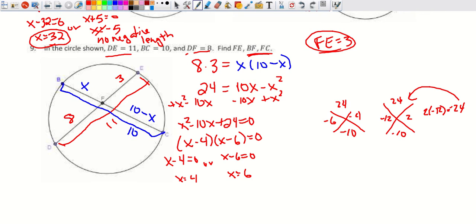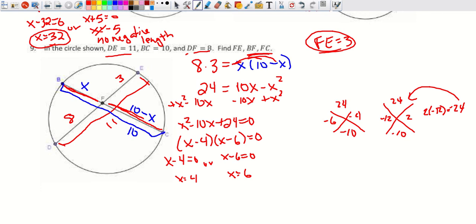The second one, the whole thing is 10, and this piece here, we don't know what it is, but we're going to call this X, okay? Which means the other piece over here has to be 10 minus X. So I do part times part, it's X times 10 minus X here. And then when I distribute through, I'm going to get 24 equals 10x minus x squared.